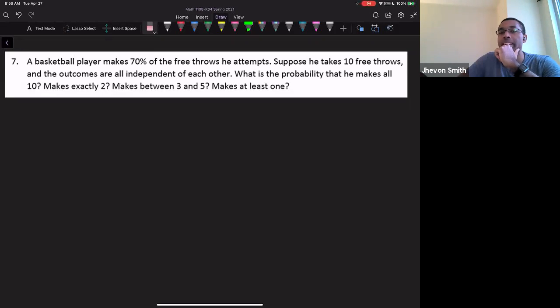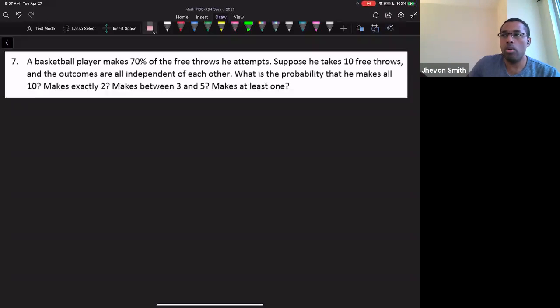What is the probability that he will make all 10? Or what is the probability that he will make exactly 2 out of the 10? What is the probability that he'll make between 3 and 5 of these shots, or make at least 1, right? So we have this guy whose success rate for free throws is 70%. And we just want to know, if he takes 10, how much can we expect him to get, in each of these scenarios.